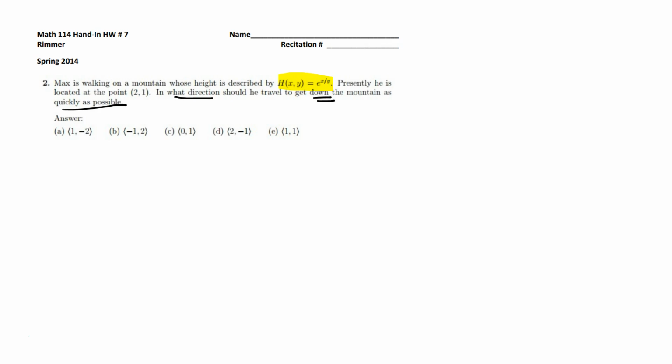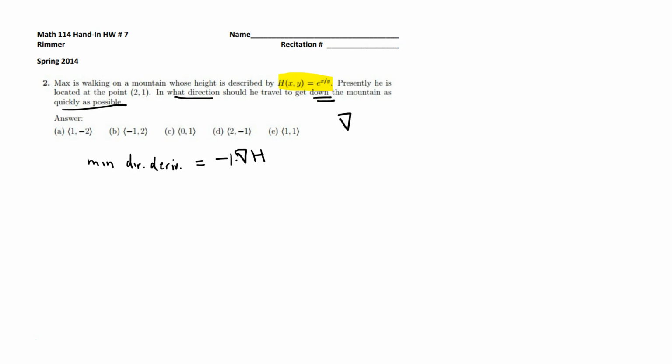And so we're looking for a directional derivative to be minimized. That's done by taking the gradient of the function and taking -1 times it. That's the direction of the minimum directional derivative. The maximum directional derivative points in the direction of the gradient. The minimum directional derivative points in the direction opposite the gradient.